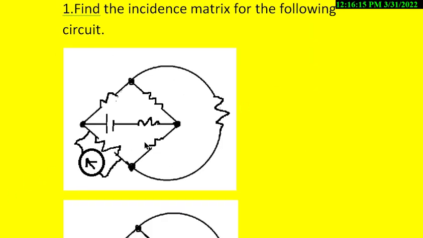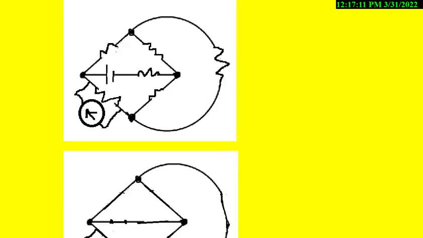This is the network where we have a voltage source in one of the branches, and in another branch we also have the current source connected in parallel with a resistor, and the remaining elements are passive elements. They are nothing but resistors. For this circuit, find the incidence matrix. To get the incidence matrix, the first requirement is to get the graph, that is, the oriented graph.